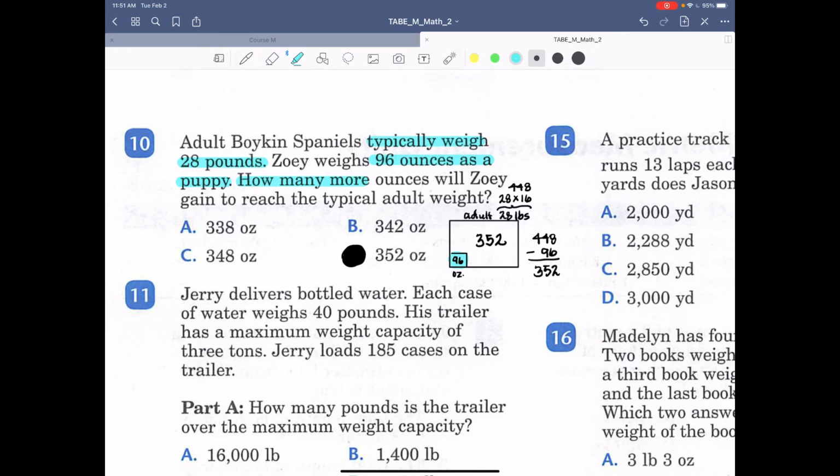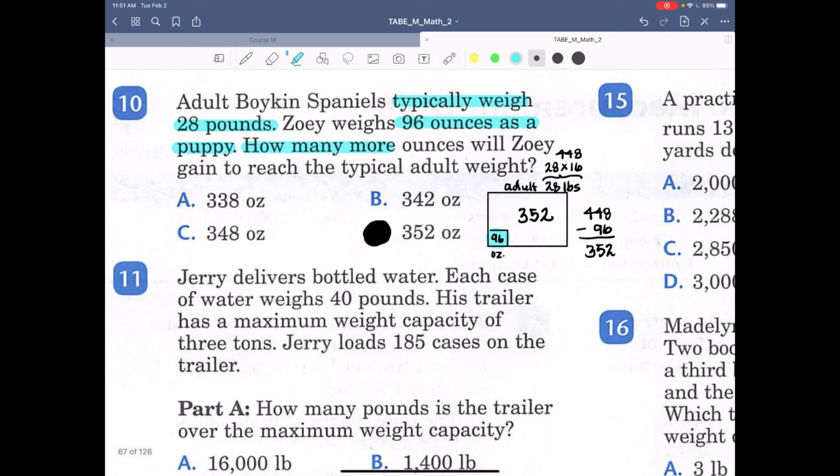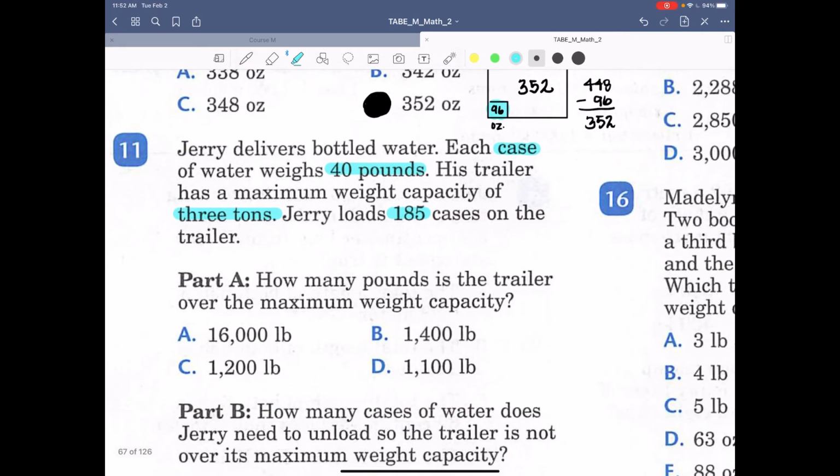Okay, number 11. Jerry delivers bottled water. Each case of water weighs 40 pounds. His trailer has a maximum weight capacity of 3 tons. And Jerry loads 185 cases on the trailer. Part A. How many pounds is the trailer over the maximum weight capacity?